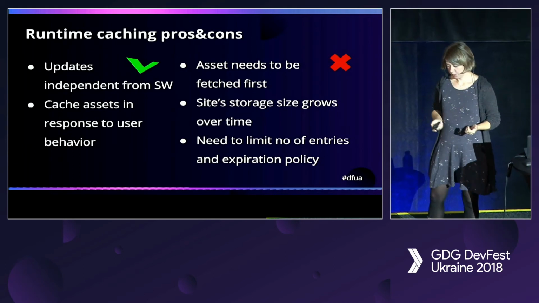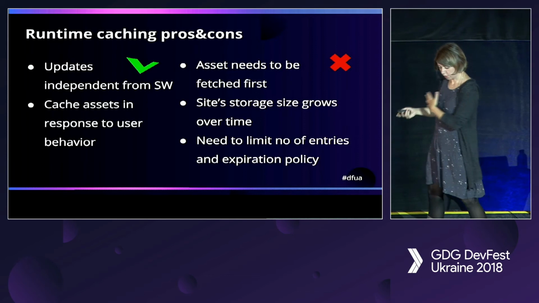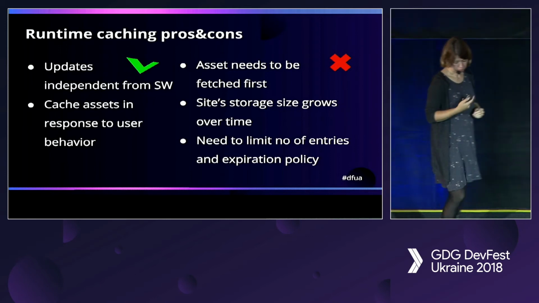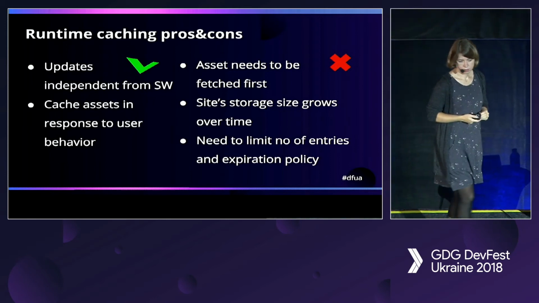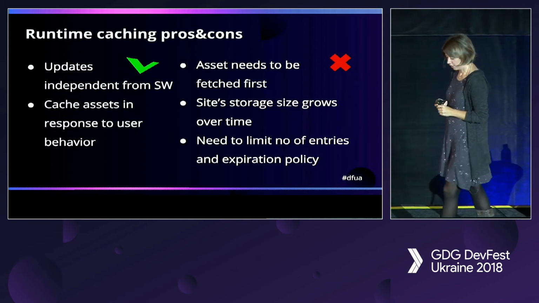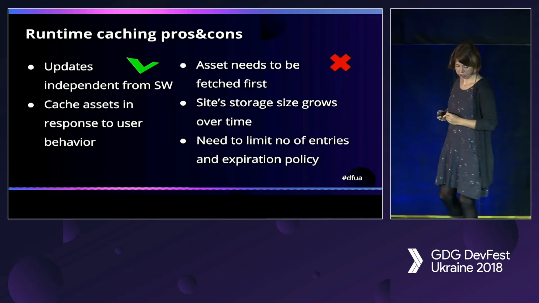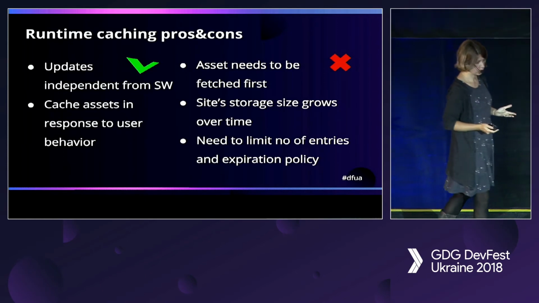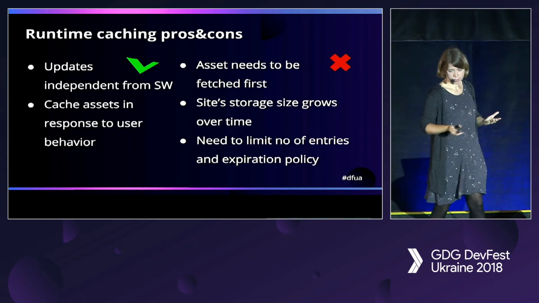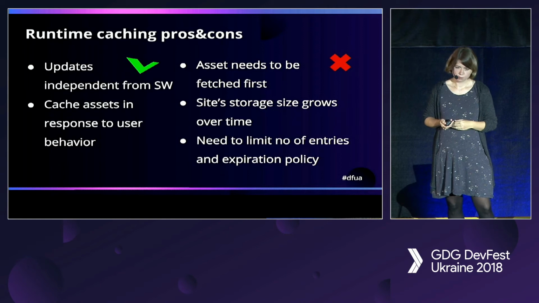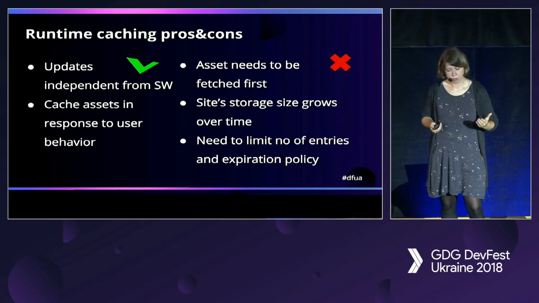As I said, the updates are independent from the updates of the service worker, and you can cache files depending on the user behavior, but the assets need to be fetched first, so it's a bit less performant, less immediate than the precaching. And the most important thing is the storage size grows over time, right? Because during runtime, you just keep adding stuff to your cache. So you need to think about how much stuff you put there and have some limit either on the number of entries or some expiration policy to not overrun your cache storage.